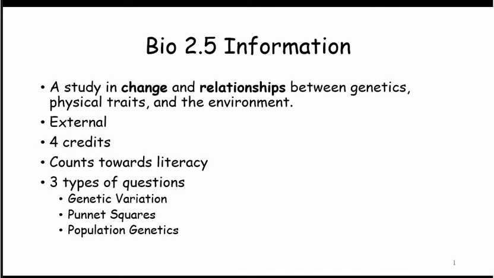There are three main questions for this external. You'll get a question on genetic variation. This tends to be more of the cellular molecular idea. We'll get a question on Punnett squares, which you guys hopefully did last year. We're going to expand on that and start looking at bigger Punnett squares. And the last thing is population genetics. So we're thinking about the big picture with the environment and how basically that can select for certain factors. So those are the three main questions.